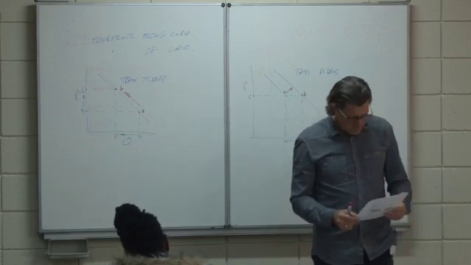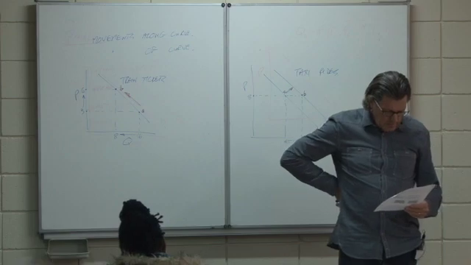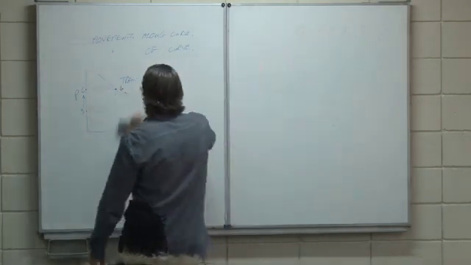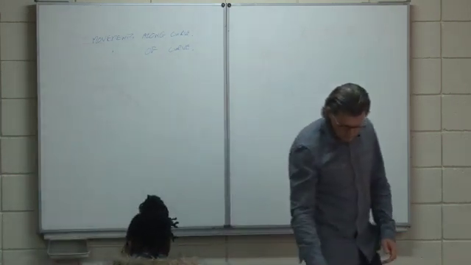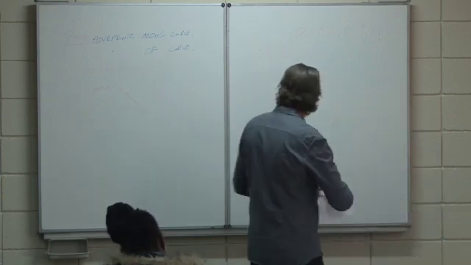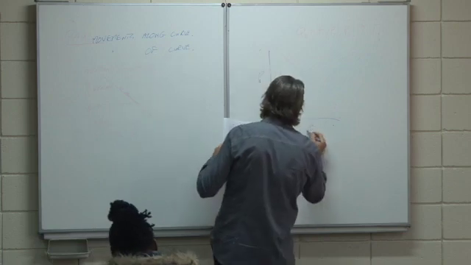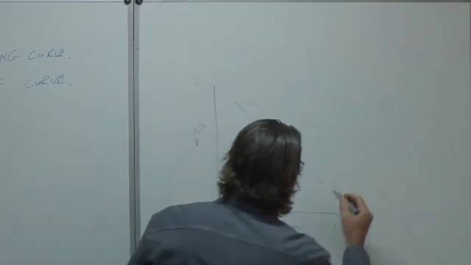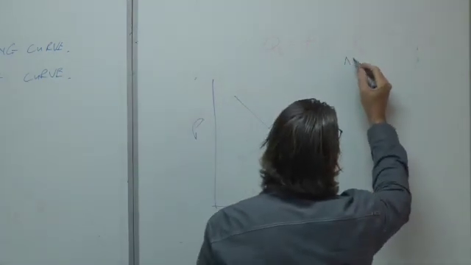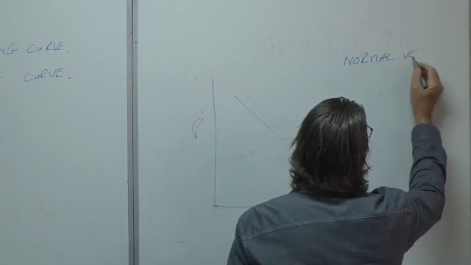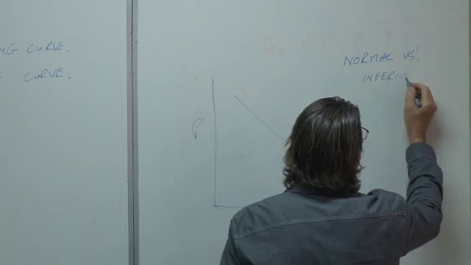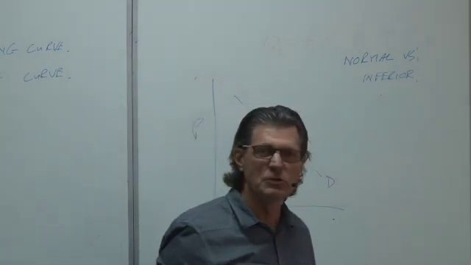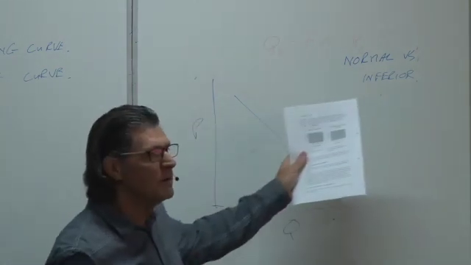The next thing is income. Let's draw another graph, our demand curve. What we're going to look at here is normal goods versus inferior goods. And inferior here does not mean that it's an inferior product. It's just an economic term they use for something that's happening that one wouldn't expect.